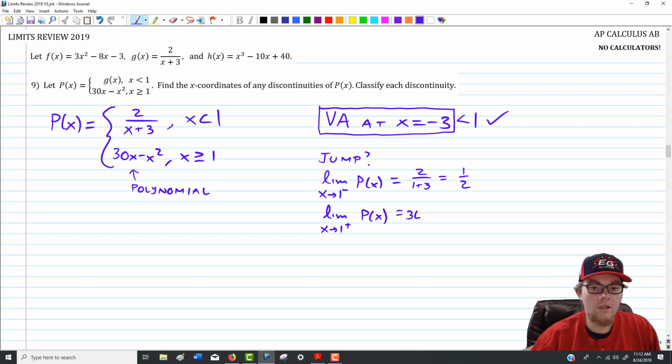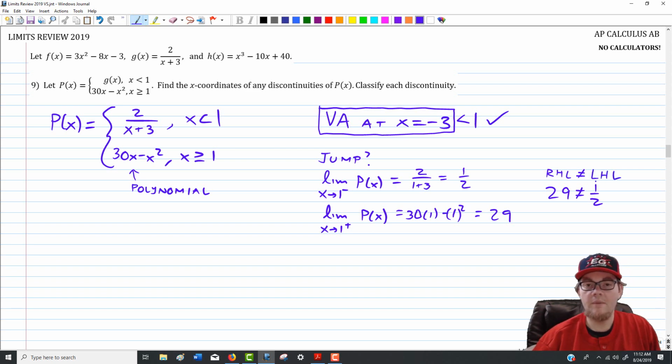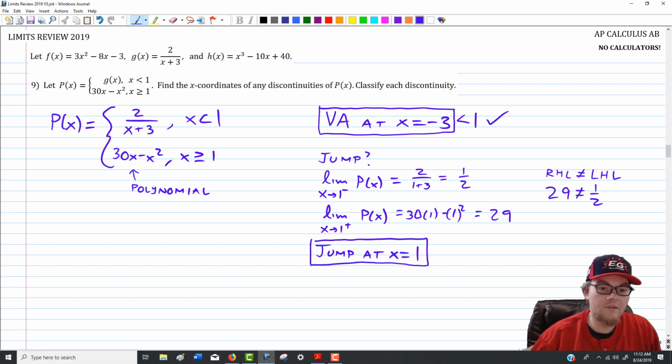Down below, we're going to get 30 times 1 minus 1 squared. That's 29. Now 29 and 1/2 do not equal one another. So what we've just shown is that the right-hand limit does not equal the left-hand limit. What that means is our limit doesn't exist at that point, of course, which disqualifies us from continuity, but specifically it tells us that there is, in fact, a jump at x equals 1. And with that, we have our only two possibilities.